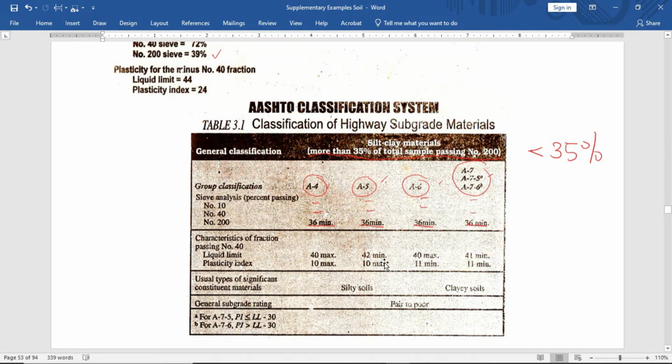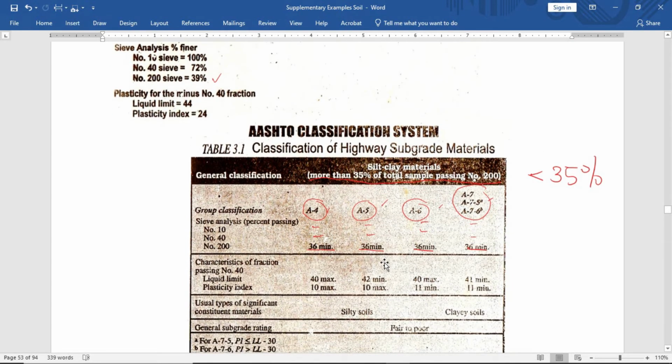Tingnan natin muna ang liquid limit. Ang liquid limit natin ay 44. Sa A4, maximum lang daw na liquid limit ay 40. Max na yun ha. So, 44 ang liquid limit natin, hindi ito pwede kasi ang max 40. Dito naman sa A5, minimum ay 42. Minimum na 42, pasok yung 44 natin. Sa A6 naman, 40 max, so hindi na pasado yung liquid limit natin.